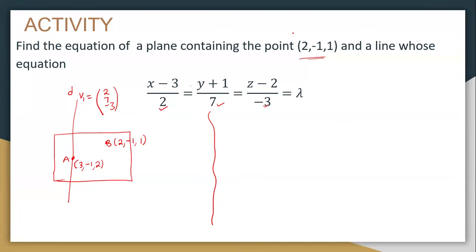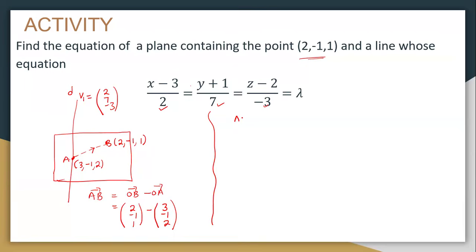Aha, very good. Now, what am I going to do? I'm going to get the second vector, which is A to B. So I'm going to first find out AB, and we know that A to B is given by O to B minus O to A. So O to B is 2, -1, 1, minus O to A, which is 3, -1, and 2. What are we looking for?